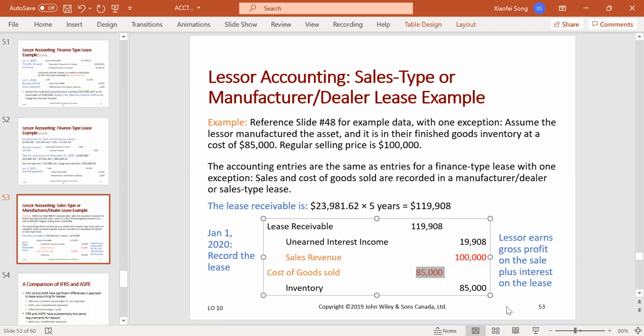So we just need to know, from the lessor's perspective, some leases are operating leases, some leases are not operating leases. And if it's not an operating lease, then we need to determine whether there is just interest or there's interest and profit. Okay, if there's just interest, then that's financing or direct financing lease, but if there's interest and profit, then it's a sales type or manufacturer dealer type lease. Okay.